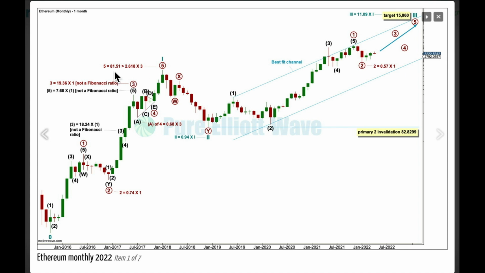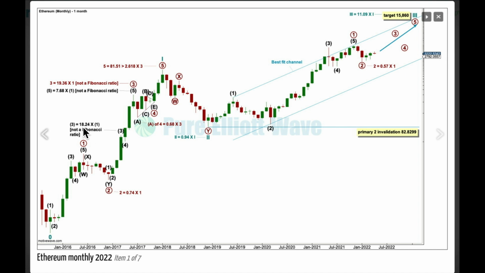If the variation of a perfect ratio between the two waves is less than 10% of the last wave, then I consider it to be close enough to have been useful in trading or investing terms, and so I consider it to be exhibiting a Fibonacci ratio that's useful. And here, this length of 81.51 is less than 10% the length of primary wave 5, so that's the judgment I've made there. Within primary 3, we have some structure at intermediate degree to analyse.